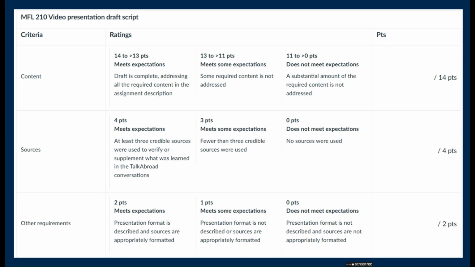And to wrap up, this is the rubric that I'm using to grade your draft script. Again, that's due April 5th. And you'll see that it's pretty simple. There is the content, sources, and other requirements. Again, this video is really the broad strokes, but the details are found in the Canvas assignment for the draft script. And so please look at those and look at the rubric as you're drafting.